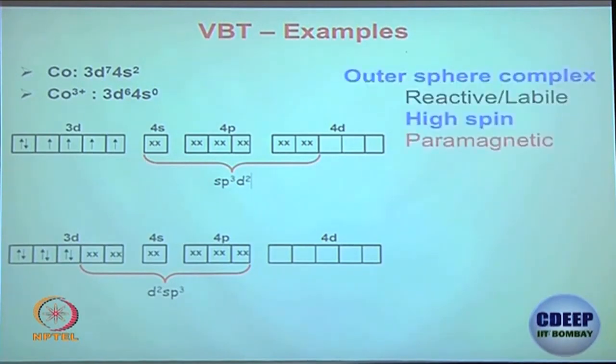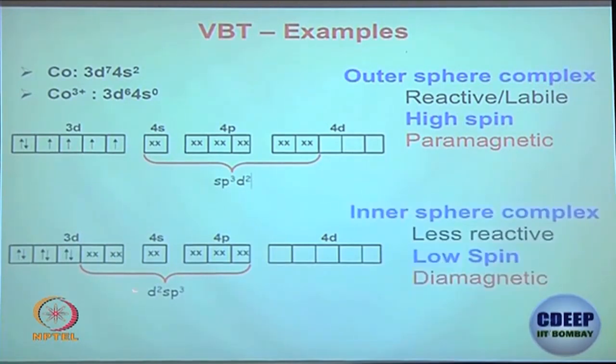Now, of course, this is what we say is an outer sphere complex. The ligands are going to be labile. This is a high spin complex because you see 4 unpaired electrons, and here we don't have any unpaired electron, so this is going to be paramagnetic. Over here, it's the inner sphere complex. You say these are less reactive, low spin, and diamagnetic. Clear? Diamagnetic means no unpaired electron in the complex, low spin, spin is minimized, this is high spin, and this is less reactive in the inner sphere complex.